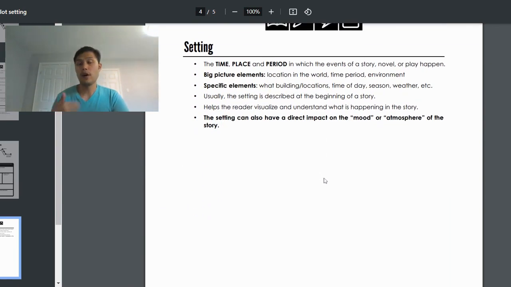Afterwards, you're also going to read about setting. Setting is pretty easy. It basically helps establish the time, place, and period in which events of a story occur. So basically, it gives us the general idea of what's happening, like in terms of, is this taking place now? Is this something that's going to be taking place in the future? Is it a sort of sci-fi element? It gives us a sort of big picture of what the world is going to look like.